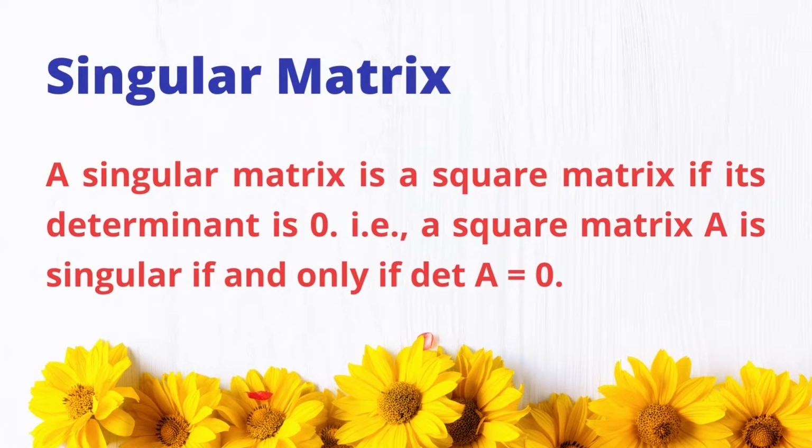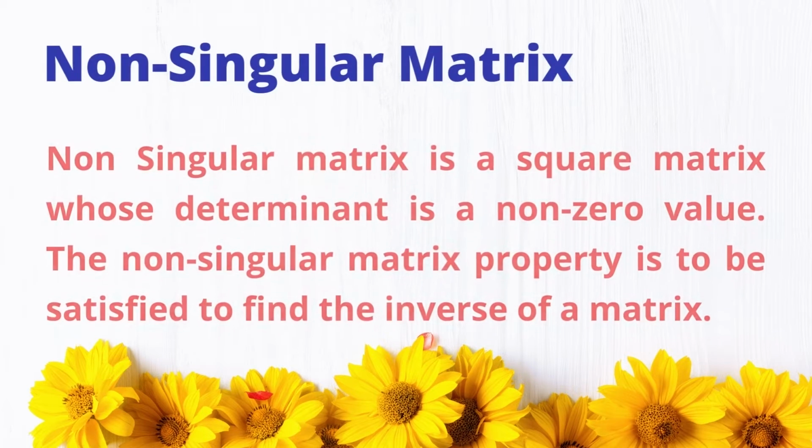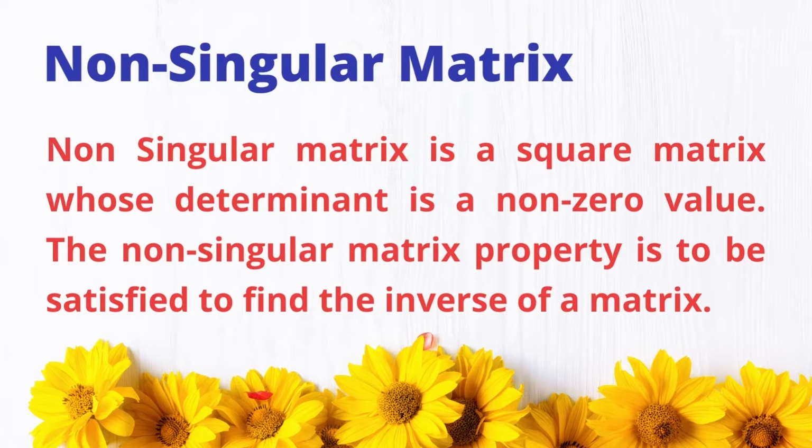A singular matrix is a square matrix if its determinant is 0. That is, a square matrix A is singular if and only if determinant of A is equal to 0. Non-singular matrix is a square matrix whose determinant is a non-zero value. The non-singular matrix property is to be satisfied to find the inverse of a matrix.